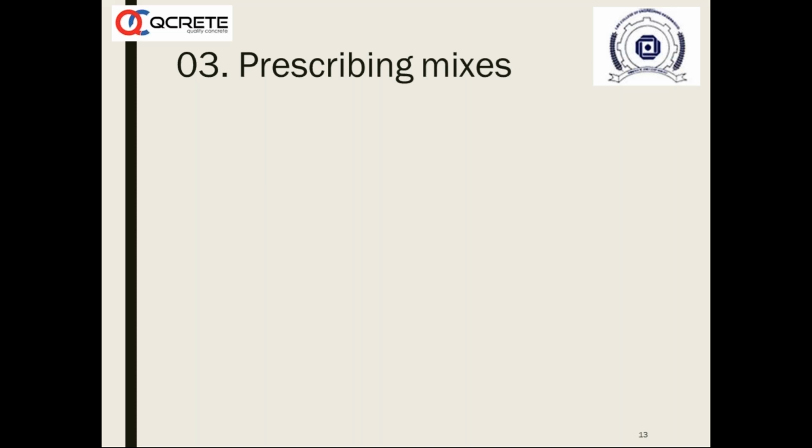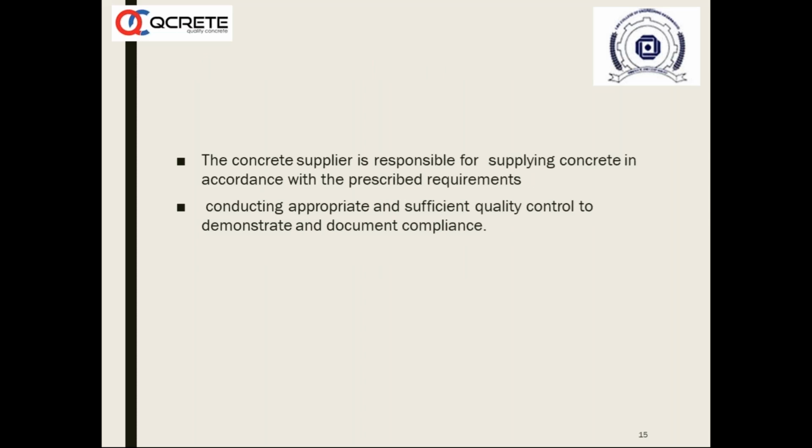For example, on site, according to me, we should not go on prescribing. For example, you should not say I want 400 kg of cement, 200 kg of water, and all these things. You should not prescribe. You should leave that matter to an engineer who is already well versed with concrete mix design, or who has already done a lot of mix designs, or leave it to the Readymix company who already has data. And then the concrete supplier is responsible for supplying concrete in accordance with the prescribed requirements, conducting appropriate and sufficient quality control to demonstrate and document compliance.